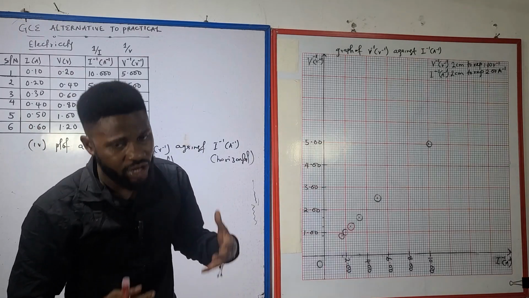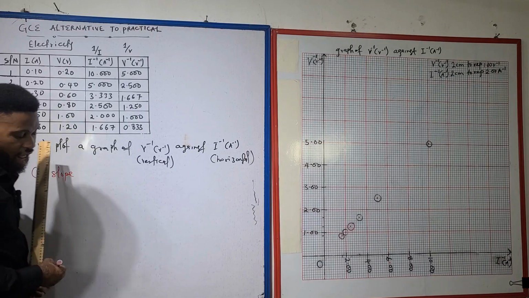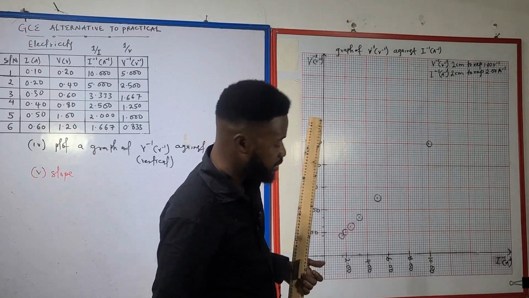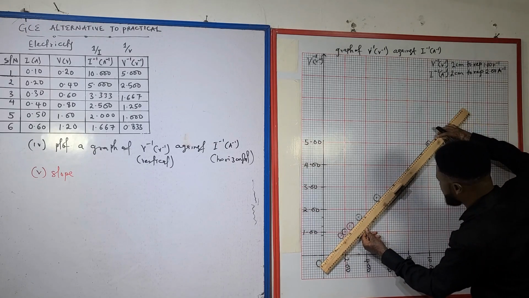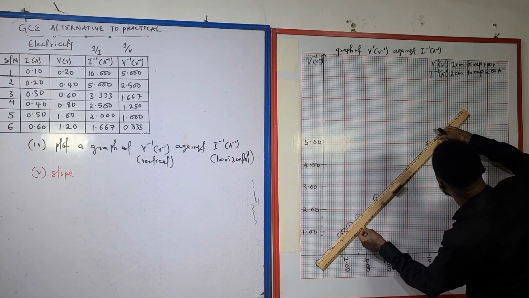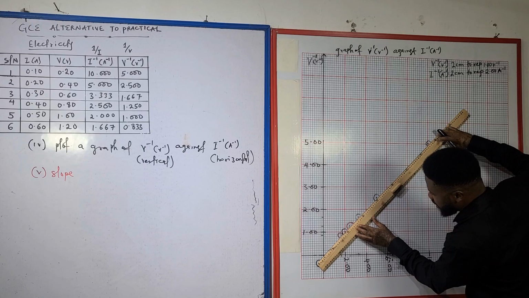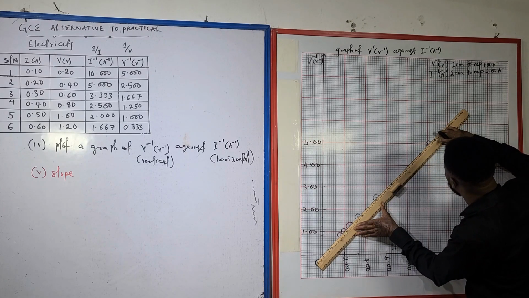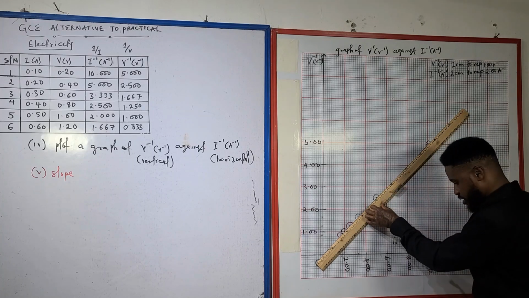And then on question 5, I was told to determine the slope S of the graph. For question 5, I was told to determine the slope of the graph. In trying to determine the slope of this graph, I will try to take points together, as many points as I can. In fact, I was able to get the 6 points all together, and it looks more like a line passing through the axis.